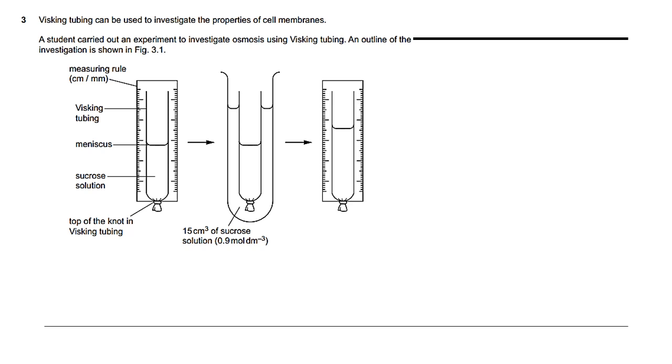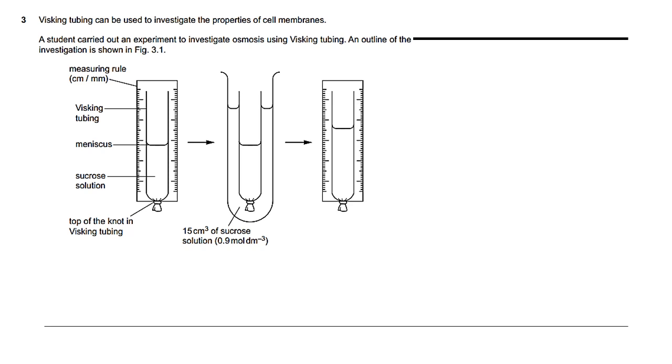So over here we have a ruler, you have the Visking tube, you have the meniscus, and obviously you have a sucrose solution here, at the top of the Visking tubing. And over here you can see 15 centimeter cubed of sucrose solution. And yeah, this is just an outline of what is happening here.